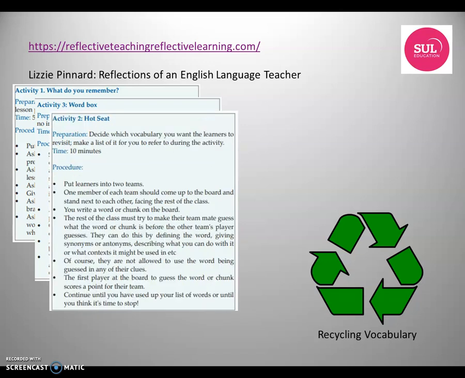Hot seat, I think a lot of teachers do this. Split your class up into 2 teams. One member of each team sits with their back to the board. You can write the word on the board and the rest of the class, without saying that word, give them definitions and clues. You can make it even harder by writing words on the board that they mustn't use in their clue. So if the word they need to guess is chair, you can say you must guess this word I've written on the board, but you mustn't use these words in your clues. And you can write sit and legs and table.